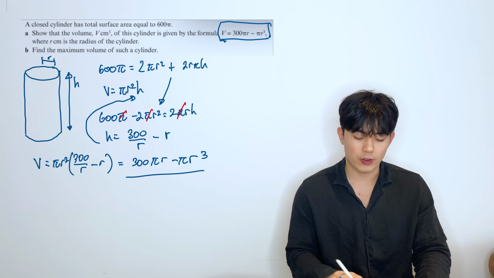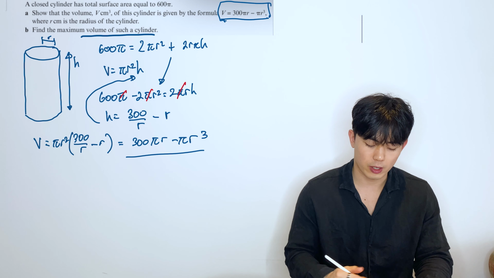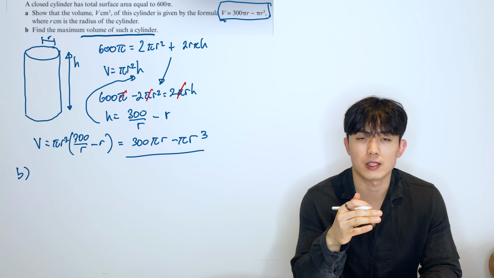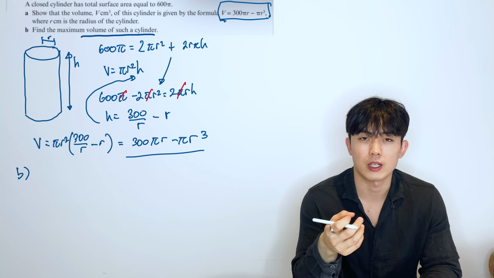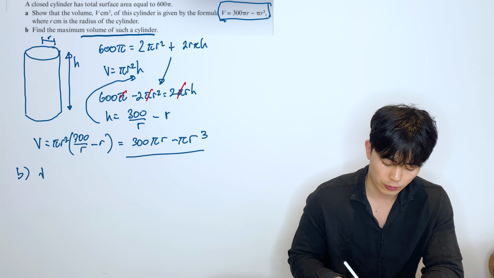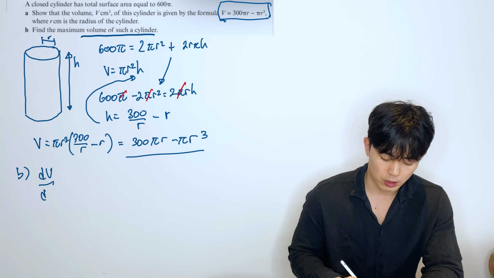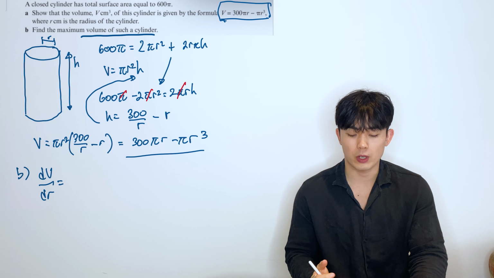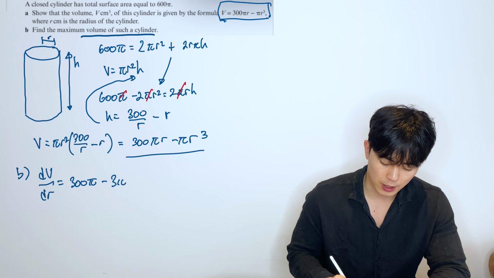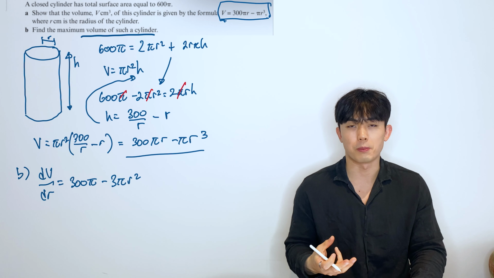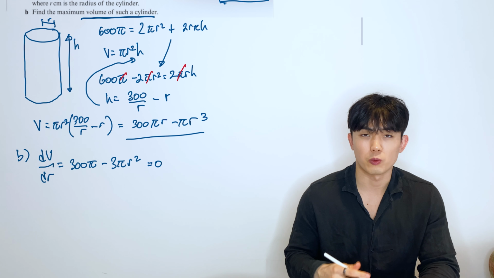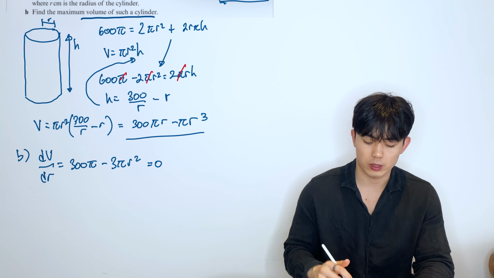Right, in B, they're asking us to find the maximum volume of this cylinder. So whenever you see the word maximum or minimum, it means the first derivative is equal to 0, it's a stationary point, and then you can look at the second derivative. So we have to find the first derivative first, so we will differentiate this volume with respect to r. Okay, that's the only variable in this equation. So that's going to give us 300 pi minus 3 pi r squared. Remembering pi is just a number, right? So just treat it like a number. And we are equating this to 0 because we're trying to find the maximum, which is a stationary point.